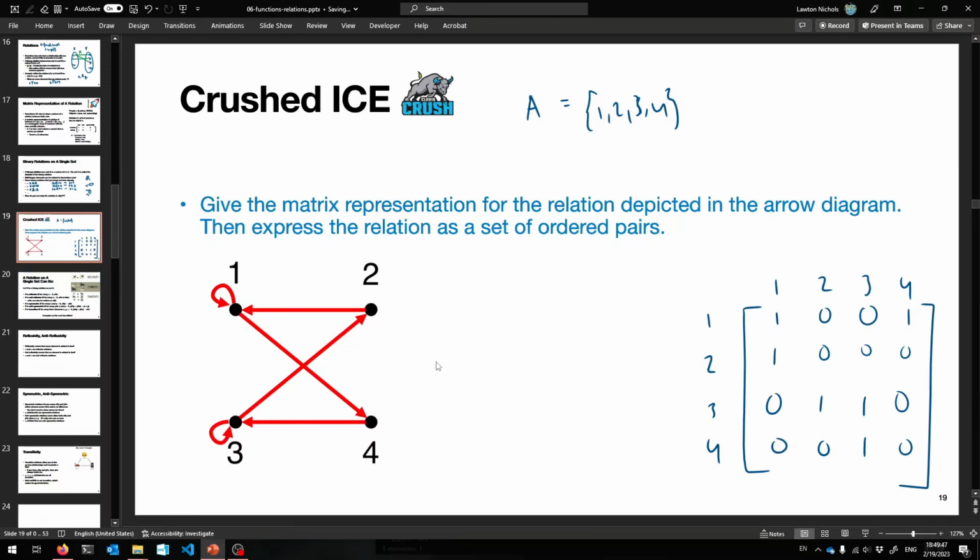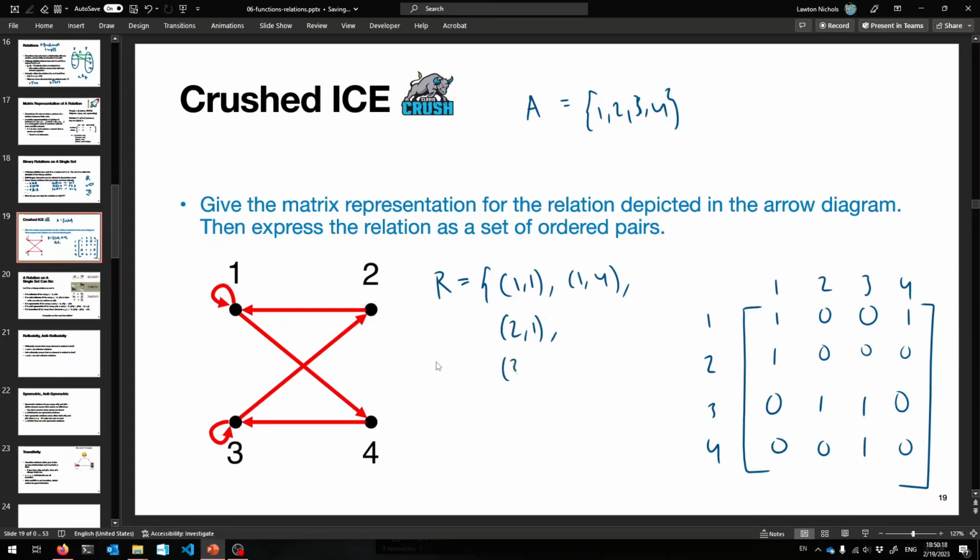And then it's also very easy. Let's pretend that the relation's name is R. It's very easy to express it as a set of ordered pairs. It's just what are the ones? Just pick out the ones in the matrix and write those down. So it's like 1, 1 and 1, 4 are related, in that order, right? It's row to column always. The order is very important for relations. And then 2 is only related to 1, so there's 2, 1 in that order. Okay, it's not 1, 2.